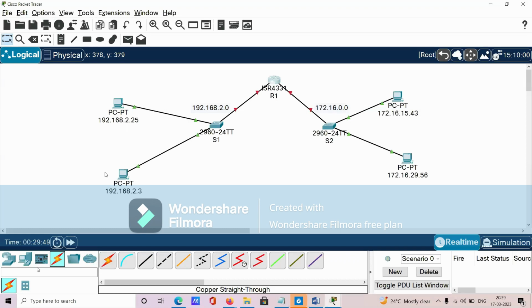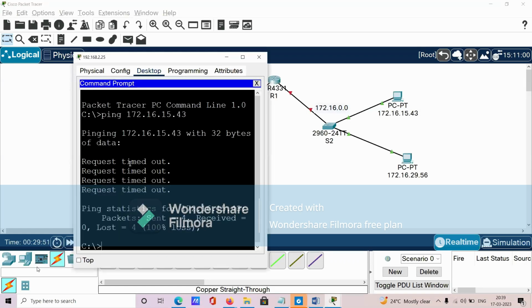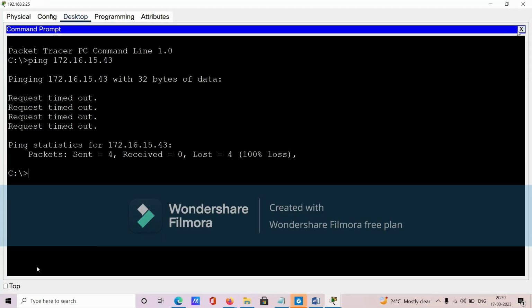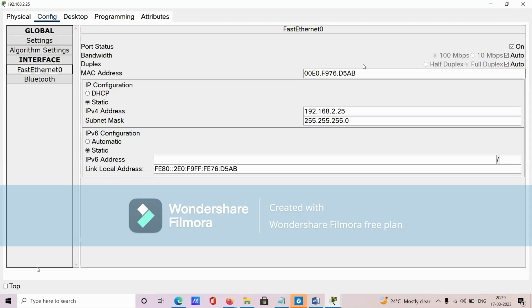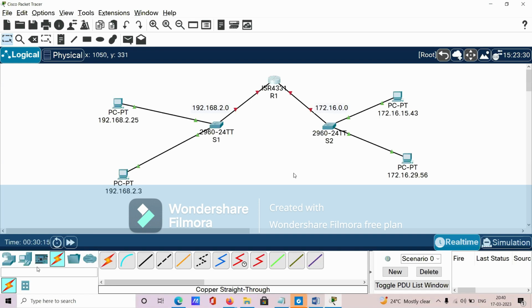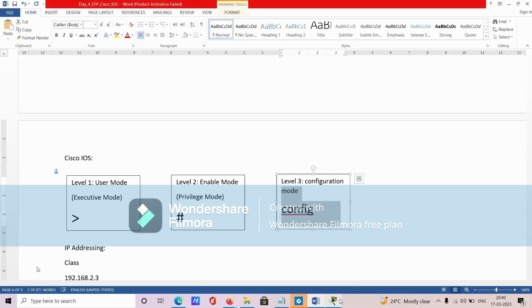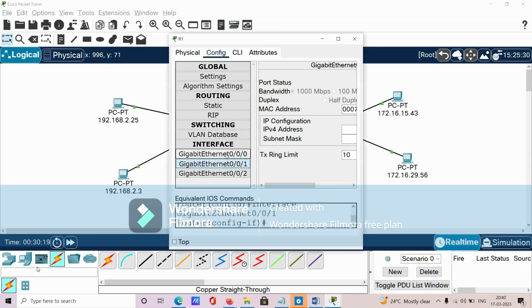And let's compare it with a computer. So what is happening? Look here, even this computer has a MAC address, which is P1, and this computer can also be assigned an IP address. So what features does a typical computer have? All the features are available on each interface of a switch.